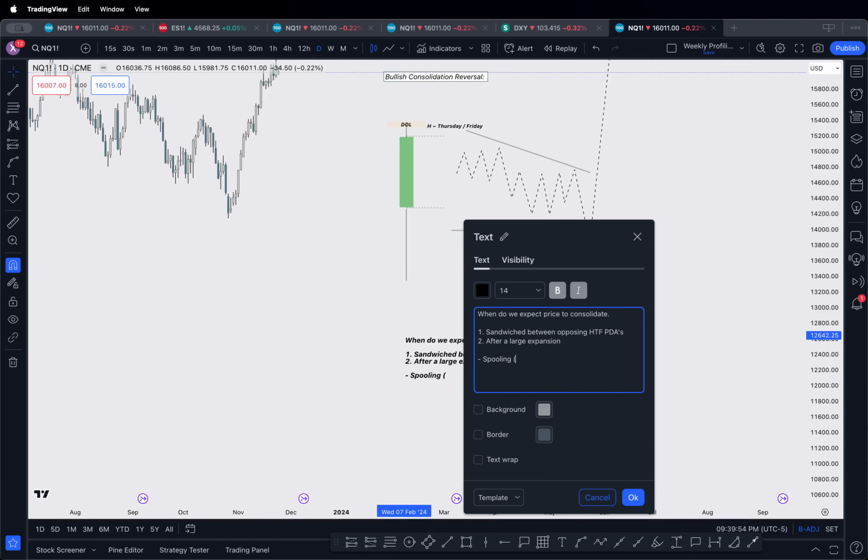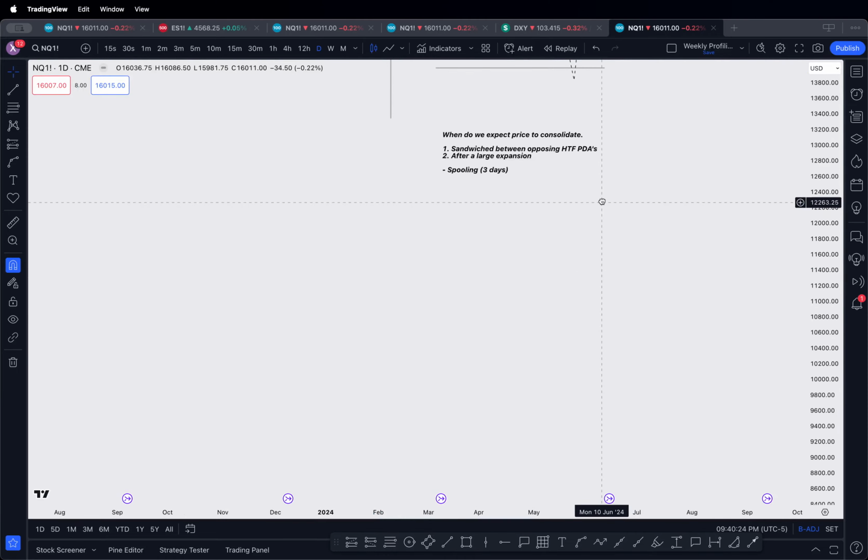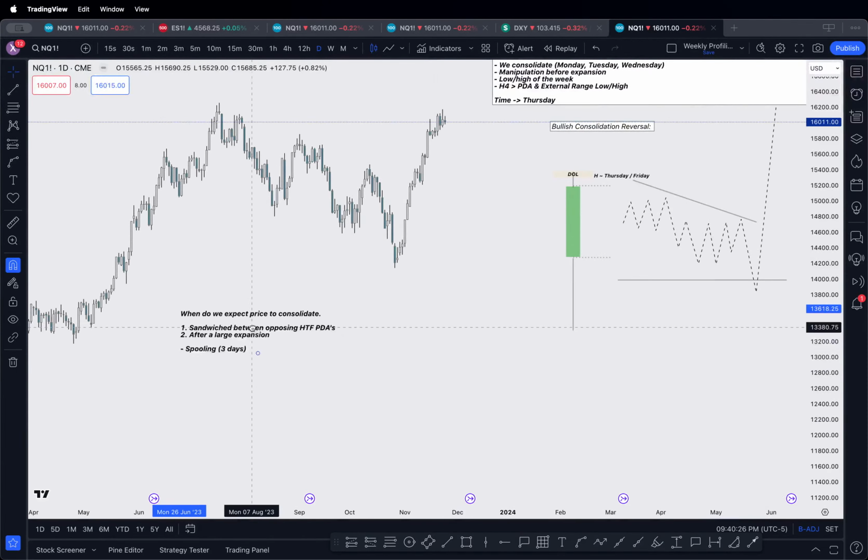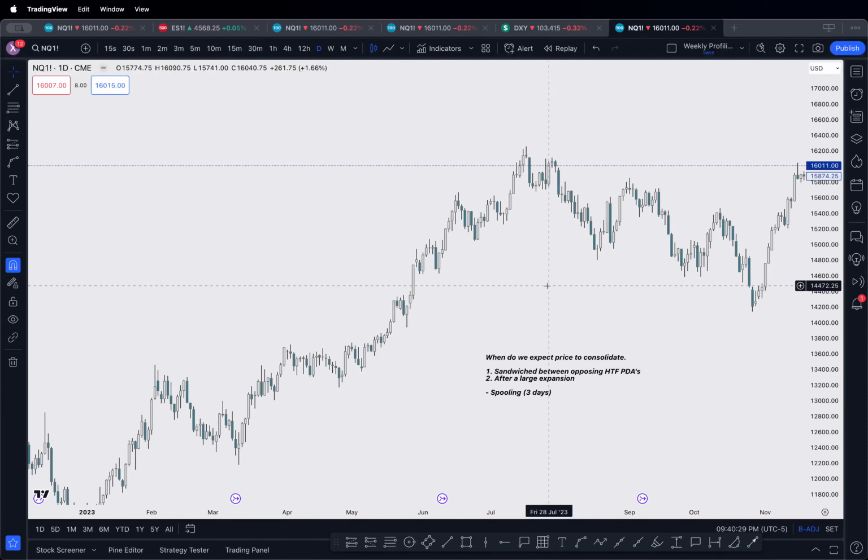So why don't we give it a quantifiable condition, like maybe 3 days, okay? Which is what ICT teaches. And this is called the 3 consecutive directional days max expectation, meaning you don't expect price to spool for more than 3 days without consolidating, generally speaking. Okay? So after large daily expansions, you expect a daily consolidation. So that means if we expect price to consolidate, let's look at the daily chart and see if we can find some examples. Okay.